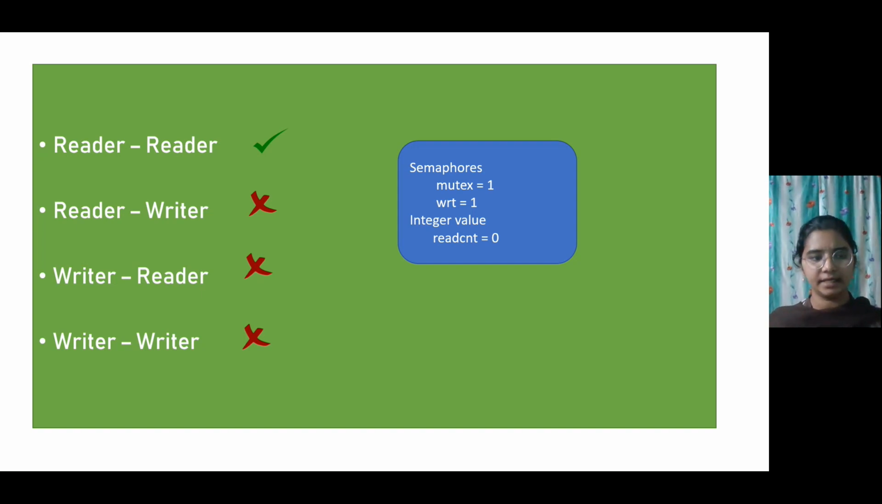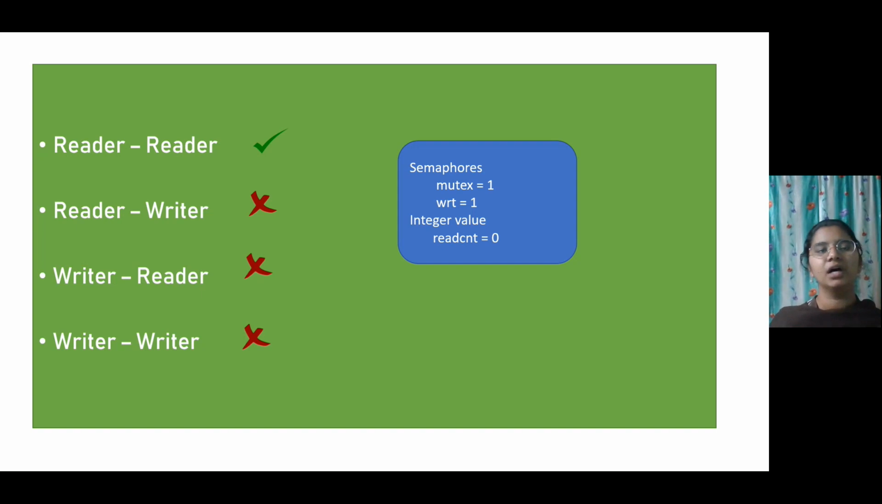Same goes with the writer and reader. The first process is a writer, and it is trying to make changes to the data in the database, while a reader is trying to grab the information from the database. So it will not be able to get the exact data in the database. So there will be inconsistency.